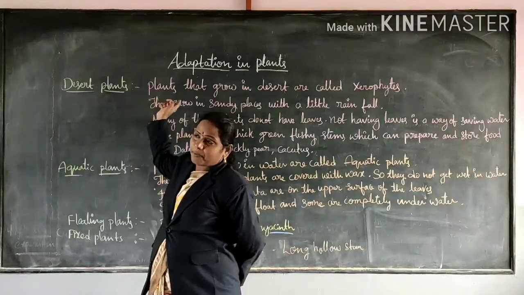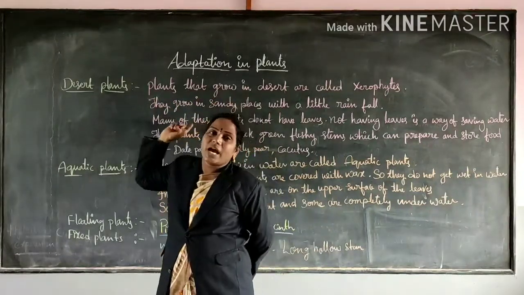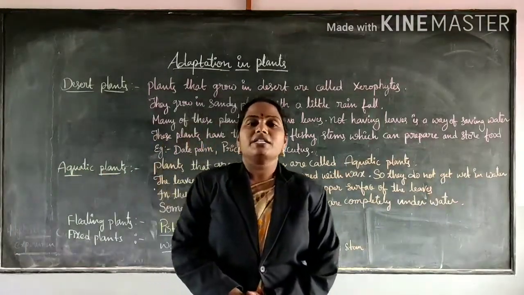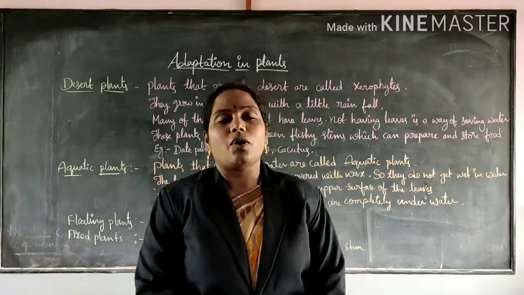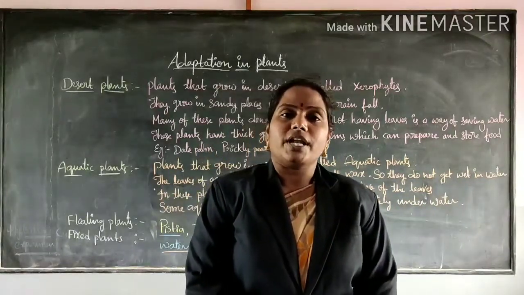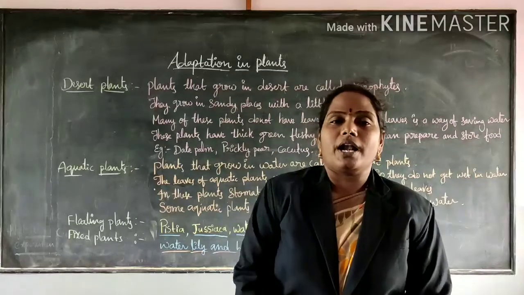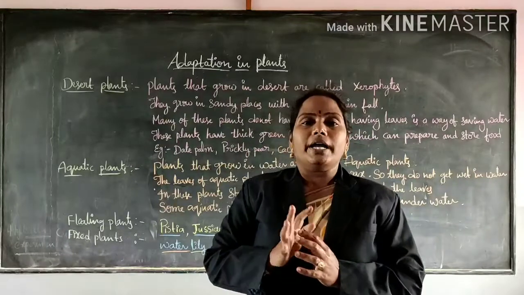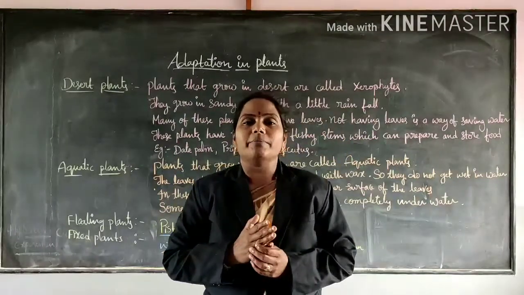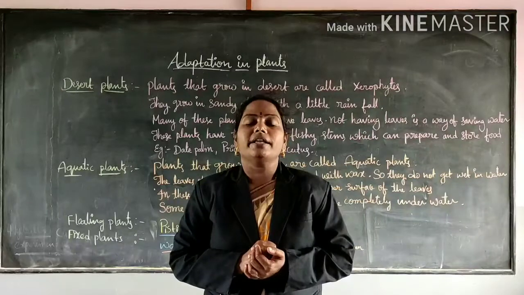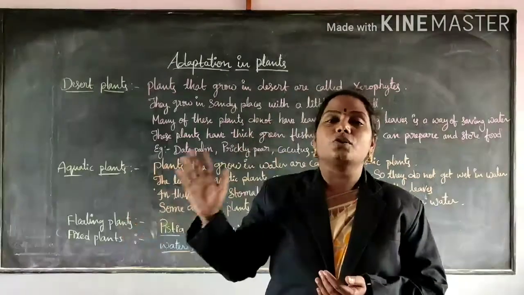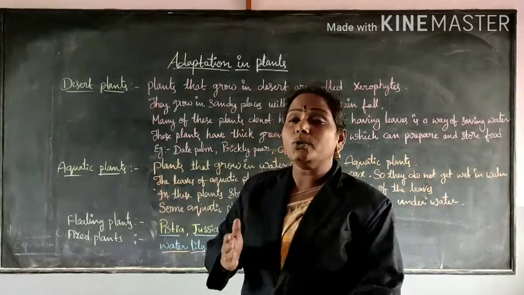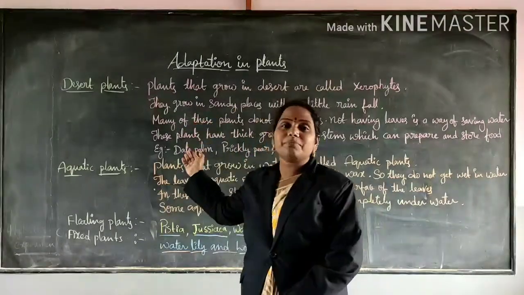In the lesson adaptation in plants, we already learned about terrestrial plants. Terrestrial plants means what? The plants which grow on land are called terrestrial plants. Some plants grow in cool areas, some in deserts, some in marshy areas, sticky clay areas, and some on hill slopes, like tea plants. These are all we learned. Now we are going to learn about desert plants.